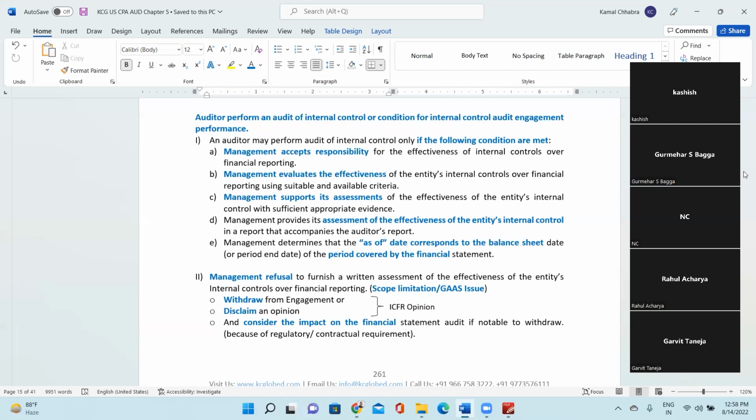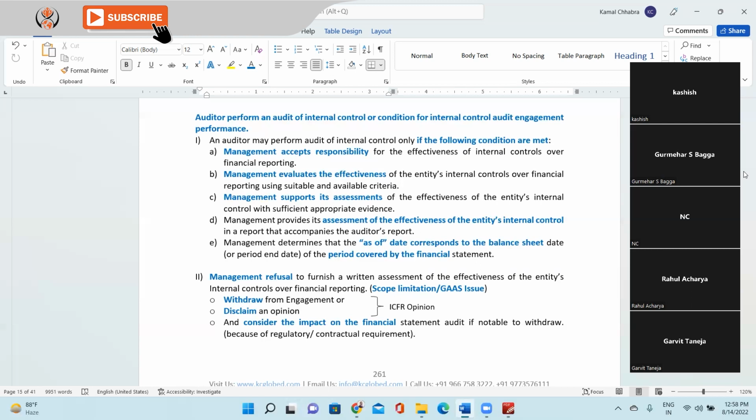So here management needs to mandatorily evaluate first. Management needs to test the internal control first. That's a primary responsibility of the management. Third is management supports its assessment of the effectiveness of internal control with sufficient and appropriate evidence.